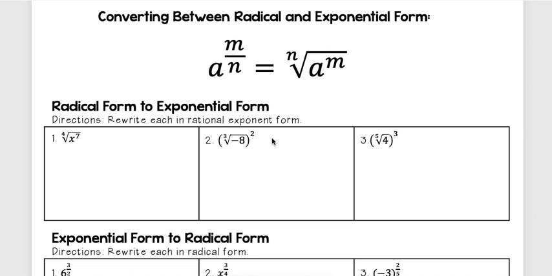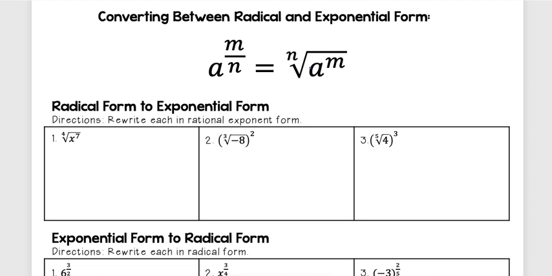So in 6.1 we were looking at exponential form, and so all those numbers to an exponent. We just learned about radical form, but now we're going to actually be talking about switching between the two. And so the main thing that we're going to have to remember here is that a to the power of m over n is equal to the nth root of a to the n power.